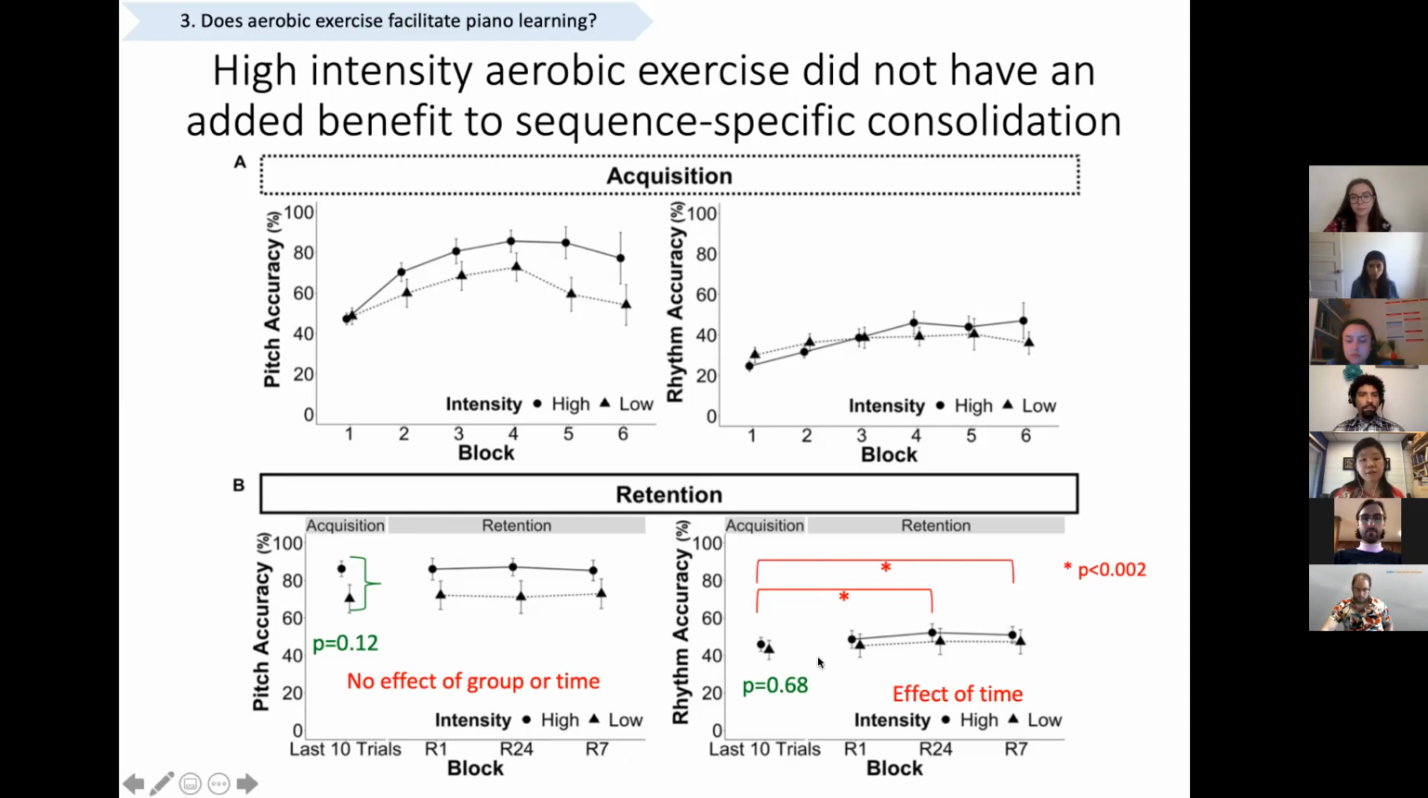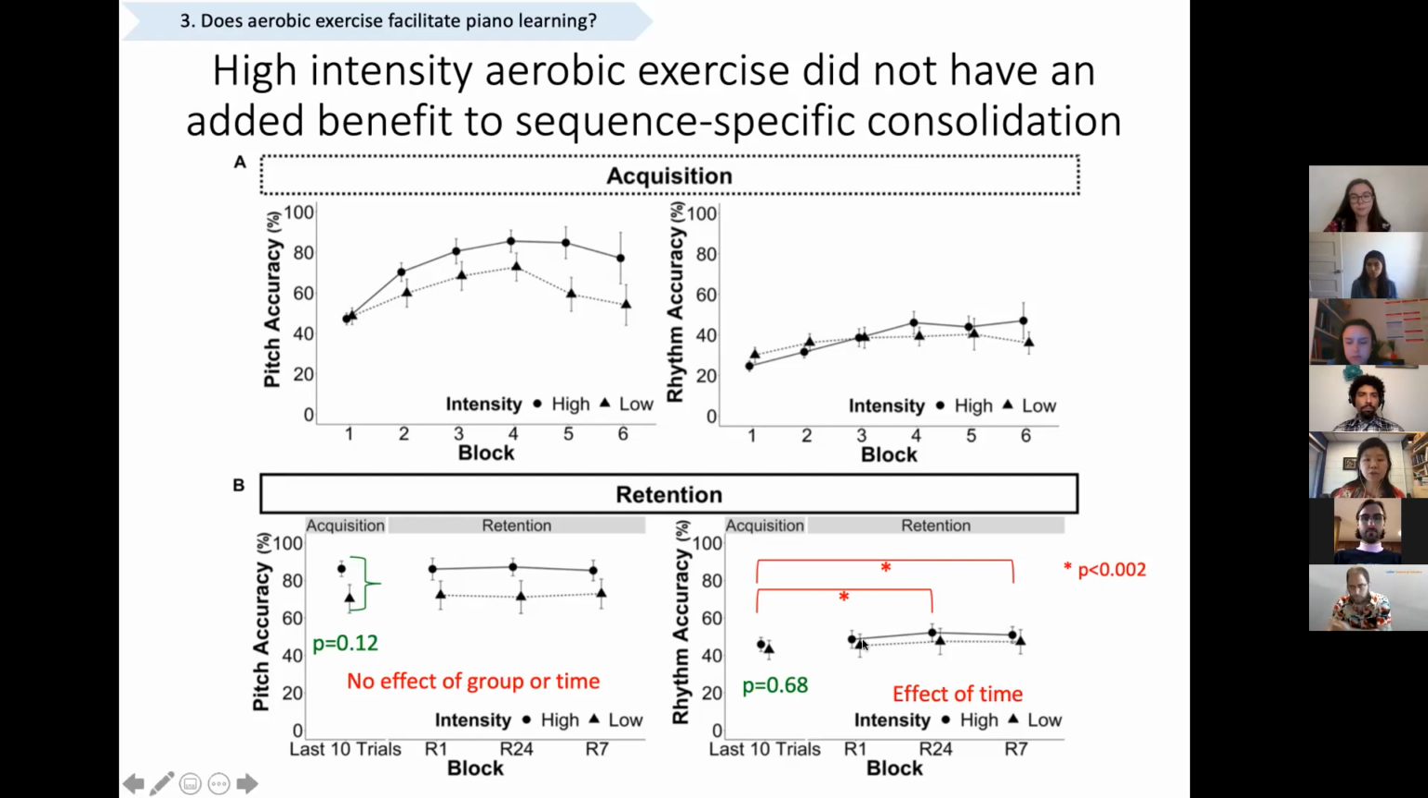And for the rhythm component, we did see a significant effect of time. There was actually a slight improvement in performance when people came back to be tested later on, showing that these skills were indeed truly consolidated, and there was perhaps an enhancement of the consolidation of that skill. But again, there was no interaction or main effect of group. So we were kind of disappointed that, at least in this study, exercise didn't seem to modulate or optimize performance more than what happened in the control group.